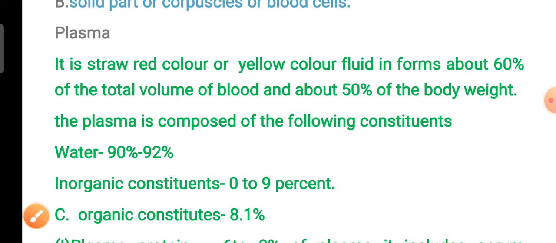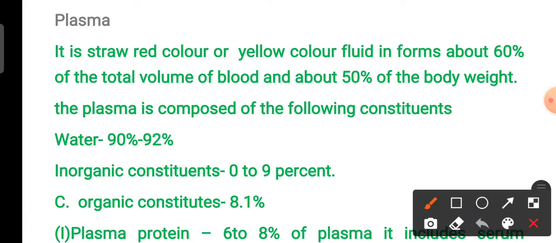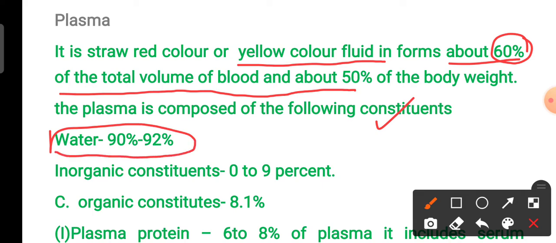Okay, and here you can read some lines about the plasma. Plasma, which is a yellow color fluid, forms about 60% of the total blood volume and about 50% of total body weight. And you can see here the plasma is composed of the following constituents. The first one is water, that is 92%. यानी आपका शरीर में जो खून है उसमें प्लाज्मा भी है. प्लाज्मा में जो पानी का मात्रा है that is 92%.